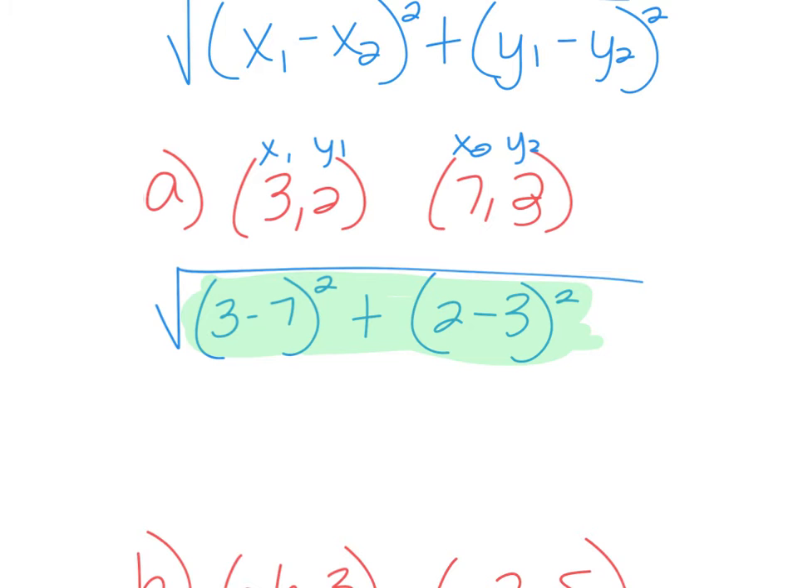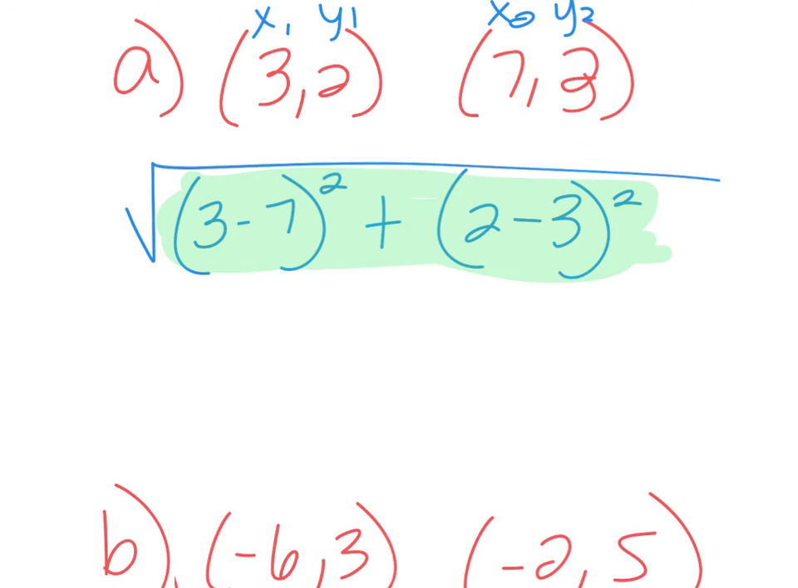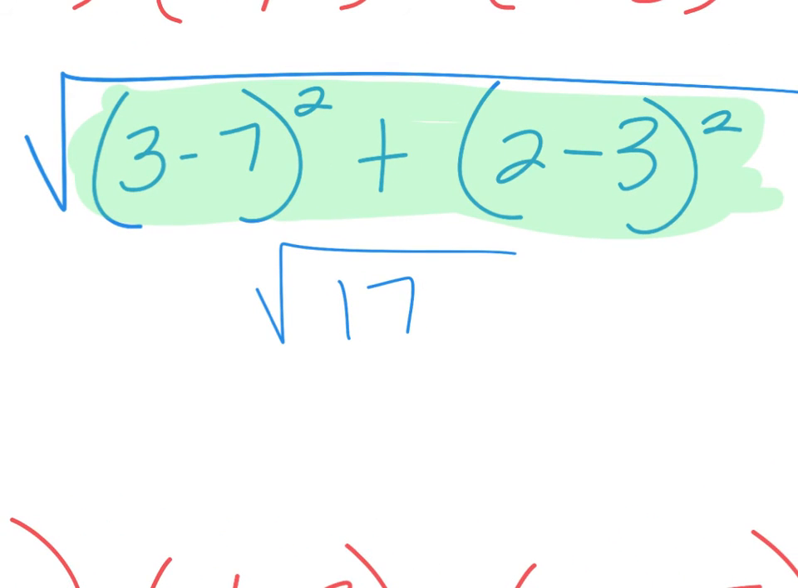Okay, so type all of that in your calculator. Please do it to practice. And you end up getting 17. And since we haven't taken the square root yet, you still need to write the square root symbol. Okay, so now you can type the square root of 17 in your calculator, but it's an irrational number and we don't want that.